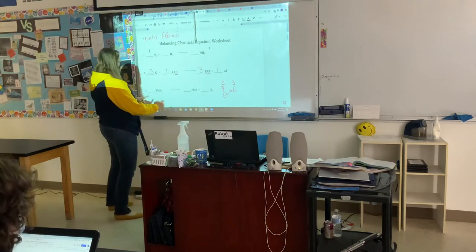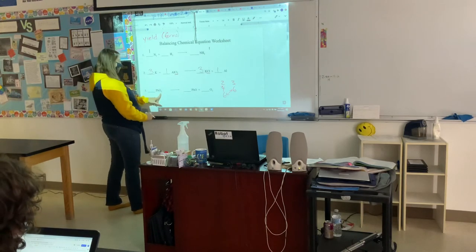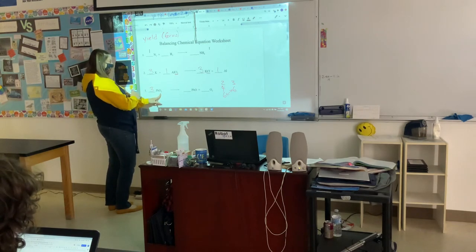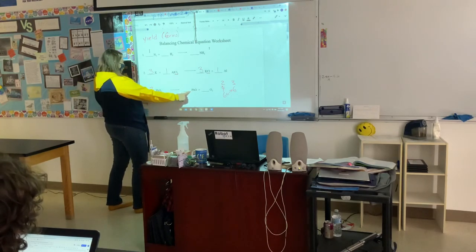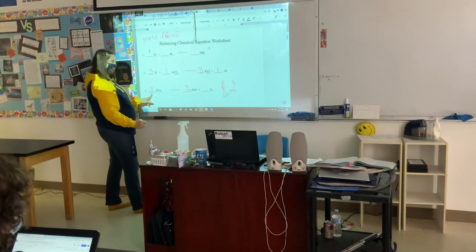So I need to get 6 oxygen on both sides. How can I get 6 here? Multiply by 3. If I have 3 here, what does that mean for this? You have to have 3 there too. I need a 3 there too? Mm-hmm.